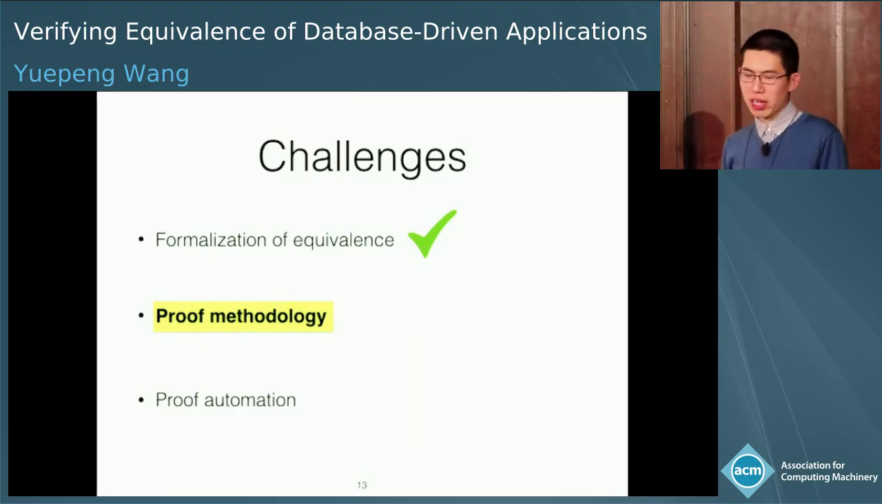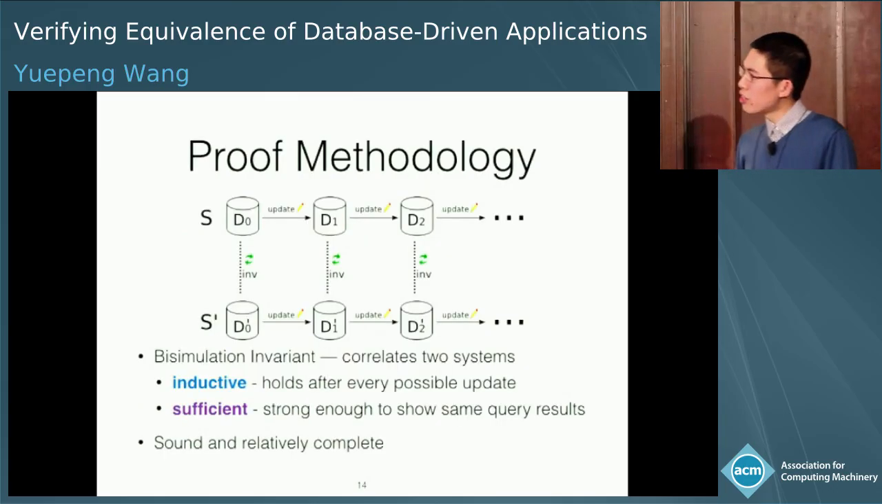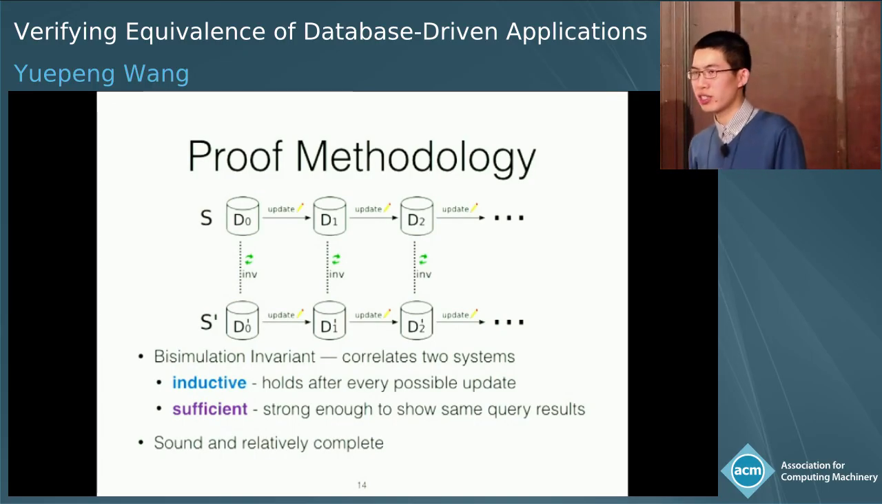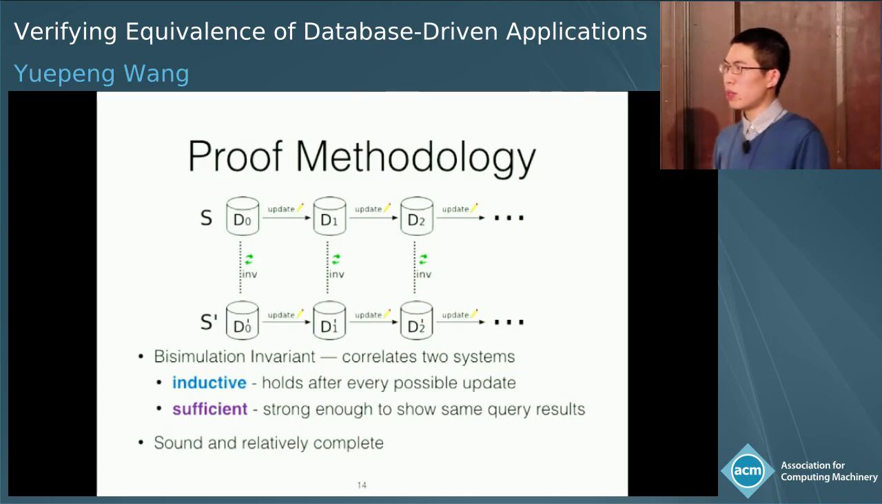Now we have defined what it means for two applications to be equivalent. Then let me talk about how we can prove the equivalence. First, since there are infinitely many possible update sequences, it's not feasible to verify the equivalence by checking each update sequence individually. So we develop an invariant-based approach.